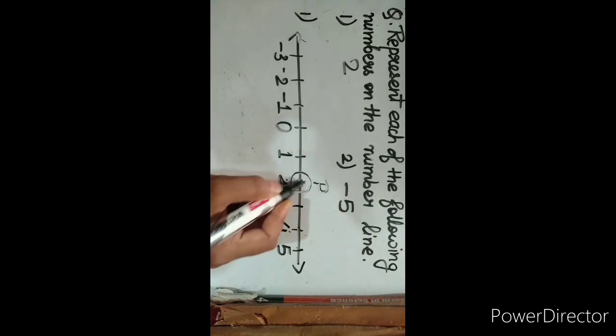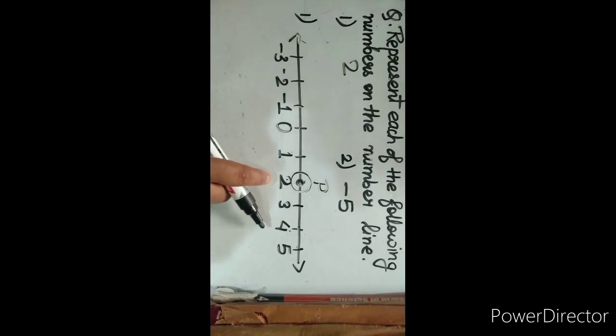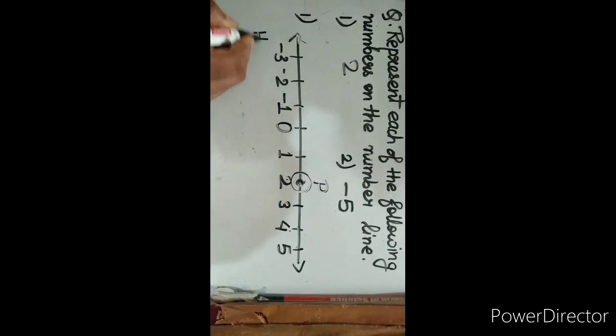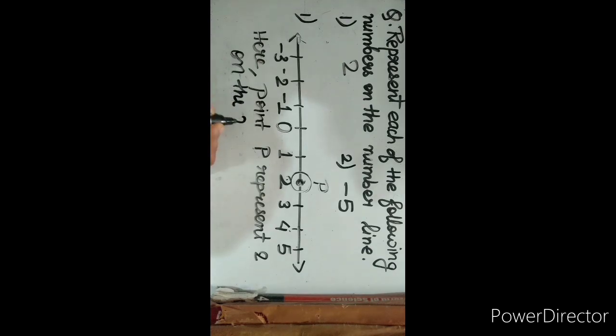So this point represents the number 2 on the number line. So you have to write here: point P represents 2 on the number line.